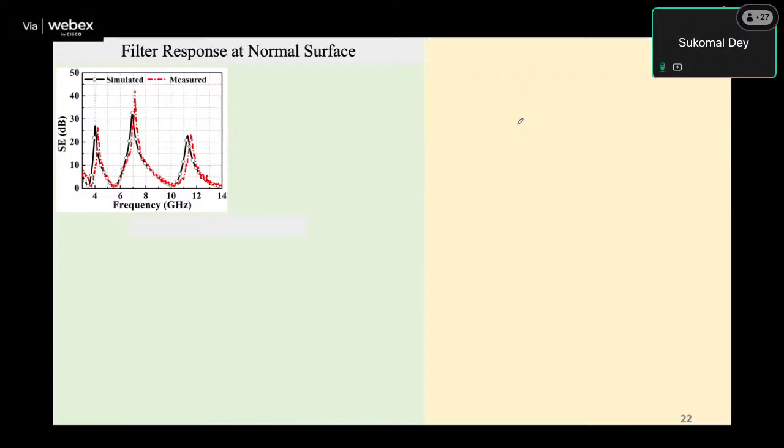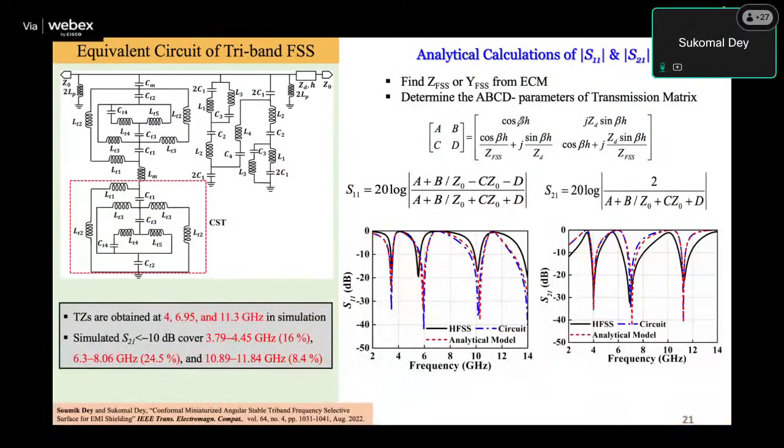Yes, sir. Good afternoon, sir. Good afternoon. Are you asking me the formula? Yes, sir. So I am requesting you to refer to this paper. We have given the formula in this paper. If you are not getting the paper, just send me an email and I will send it to you. There are dedicated formulas available to calculate the shielding effectiveness.